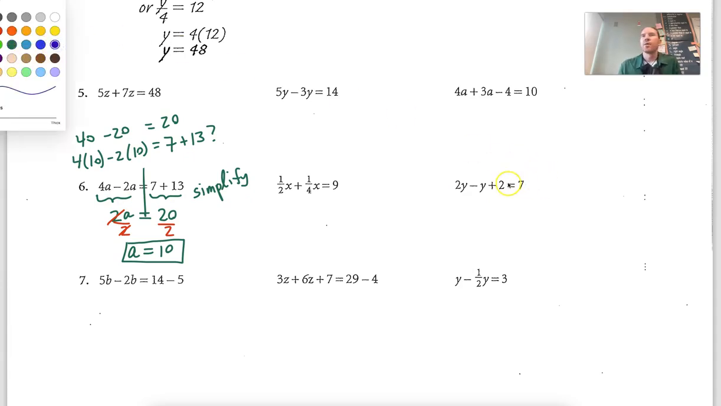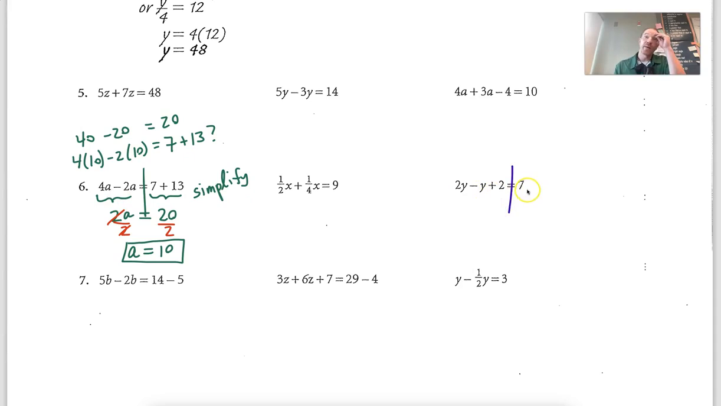So 2y minus y plus 2 equals 7. Again, physically separate the left side from the right side. If I ignore the 7 on the right side, on the left side, remember, you can sneak in a 1 here. 2 yo-yos minus 1 yo-yo plus 2. I go, oh, this can simplify. That's just going to be 1y. 2 minus 1 is 1. 2 yo-yos minus 1 yo-yo is 1 yo-yo. 2y minus 1y is 1y.